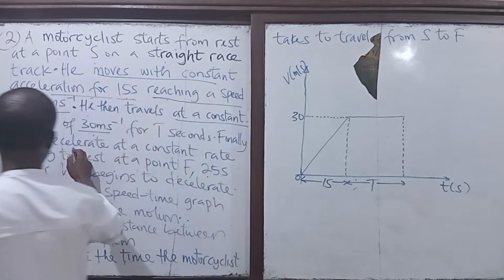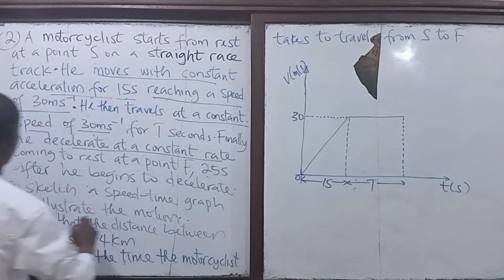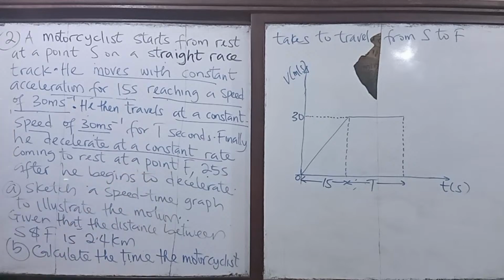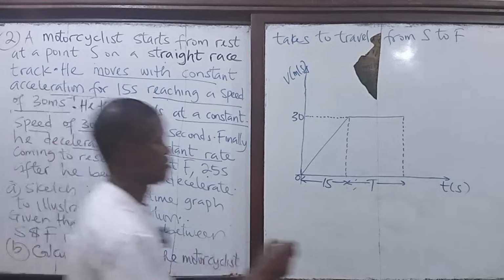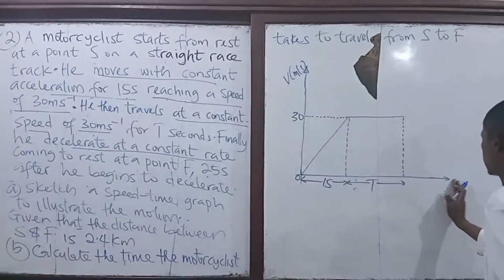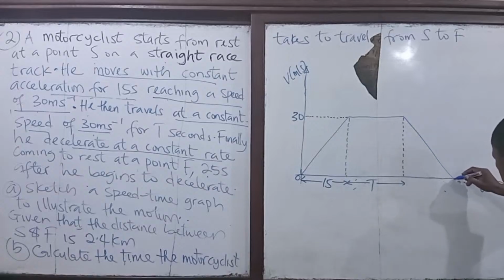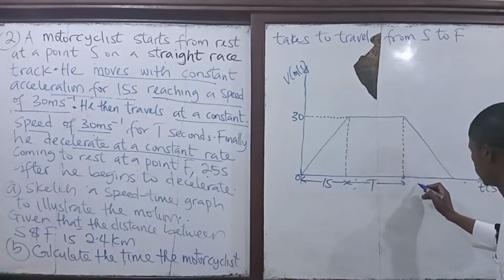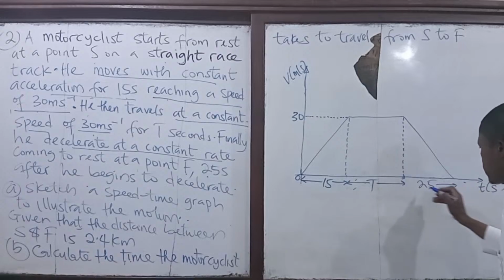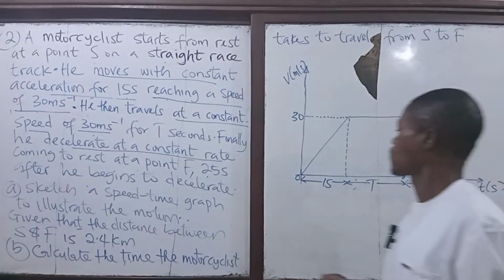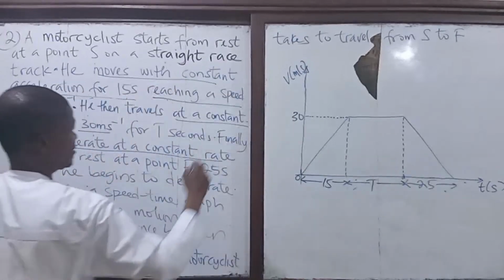it decelerates at a constant rate, coming to rest at a point F, 25 seconds. So that is the piece. You can extend this one. So it's coming to rest, that means from here to here. That's 25. So that's what we have there, and that is the A part.